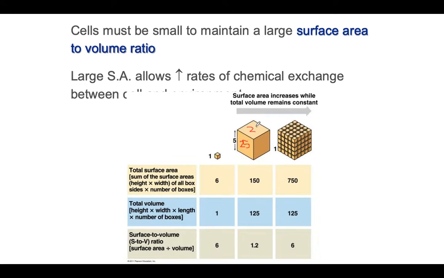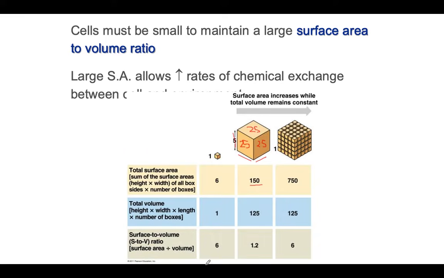But I have 6 of those sides, right? So each of these is going to have 25. And so I have to do the 3 other ones that aren't shown either. And so if I add all of those up, I'm going to get 150. Great, that's just really simple math. But if I do total volume, I have to take the height, the width, and the length. And so when I do 5 times 5 times 5, I'm going to get 125.